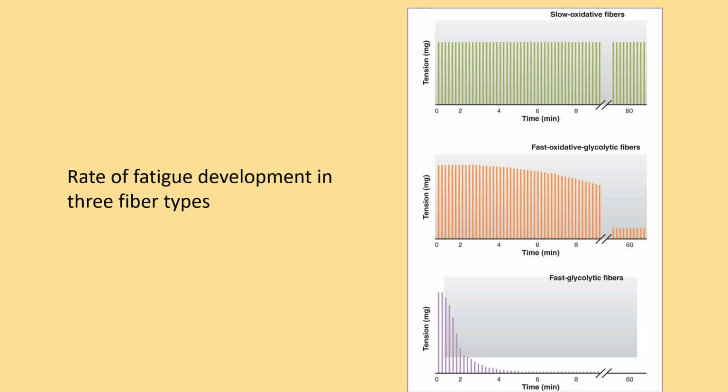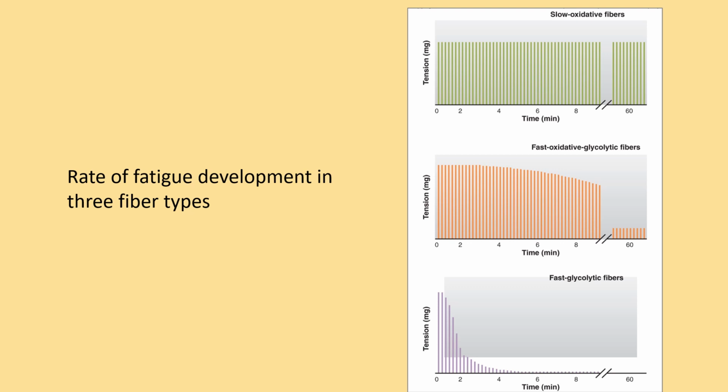In this image, we can compare the three different fiber types with respect to their fatigability. So if we look at the vertical axis, we see tension in each one of these three panels. And if we look at the horizontal axis, they all represent time. And so we can look at the tension that is developed over time. And we see differences in the fatigability of these three muscle fiber types.